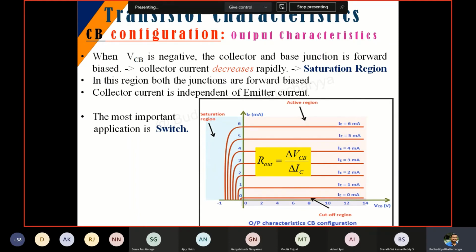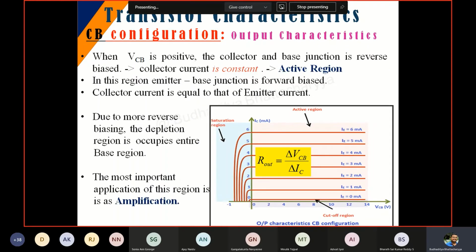Whenever we need a switch, how does the switch work? When you are giving a high input, the output will be 0, or whenever you want to make a switch on, you want to make the circuit, you will switch on, or if you want to break the circuit, you will make it off. The same characteristics will be observed in a transistor whenever we are using it in the saturation region. How we are doing it, I'll tell you after this.